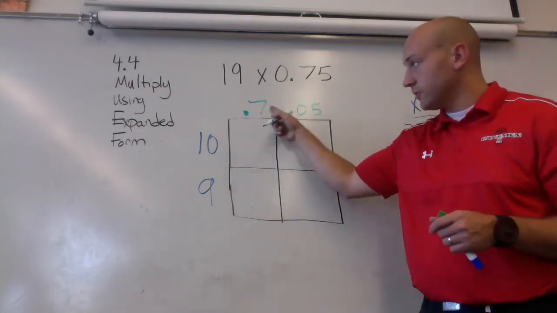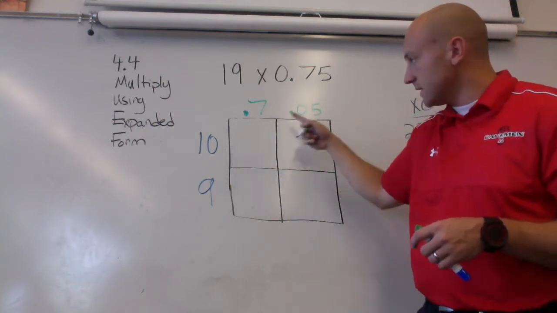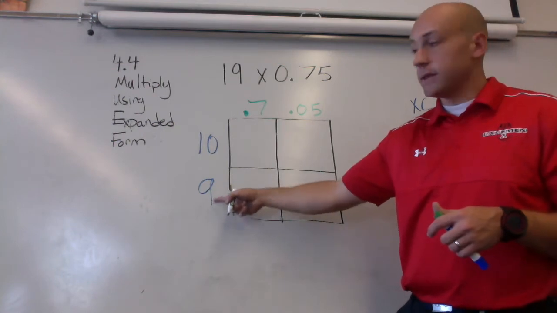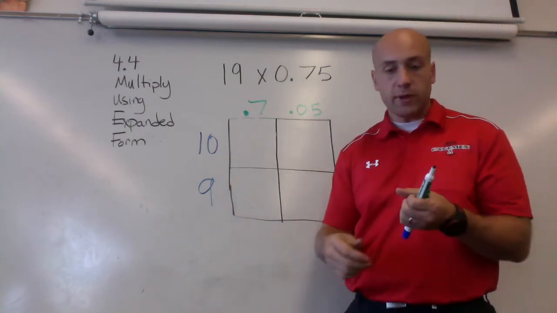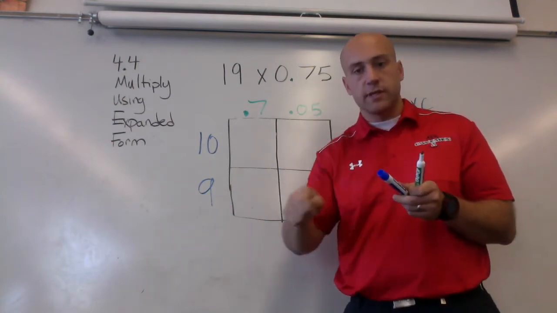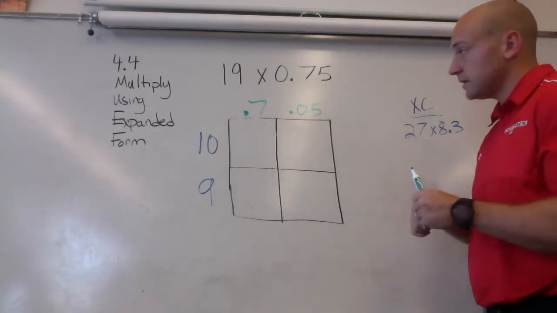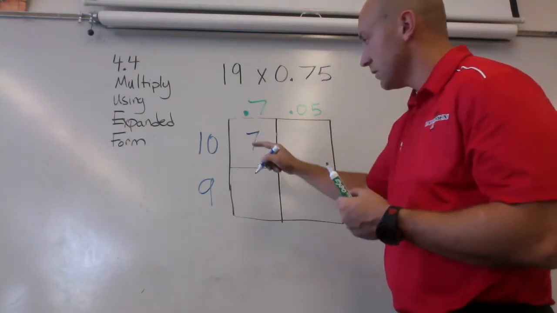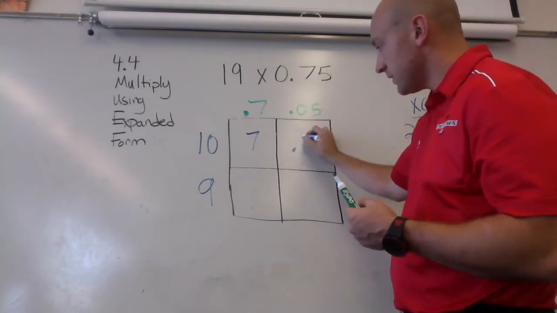Okay, now we're going to multiply each one. So we're going to take the 10, multiply it by the 7 tenths, and then the 10 by the 5 hundredths. We'll do the 9 by the 7 tenths, and the 9 by the 5 hundredths. Whenever we multiply anything by 10, remember it's really easy. We just move the decimal to the right one time. So 10 times 7 tenths, we move the decimal to the right. It would just be 7. 10 times 5 hundredths, we move the decimal to the right, and it's 5 tenths.